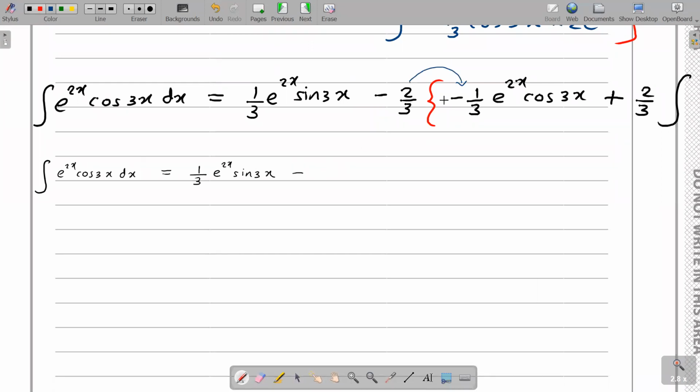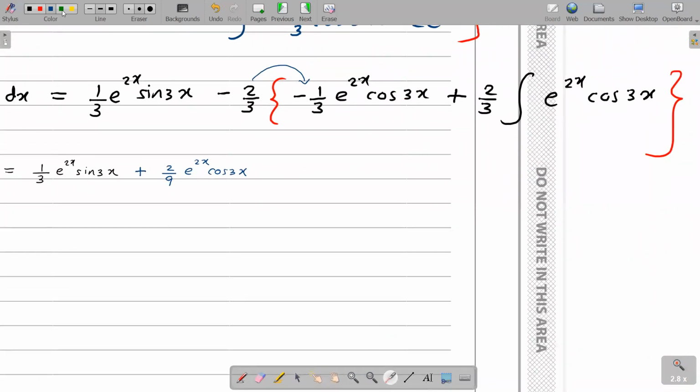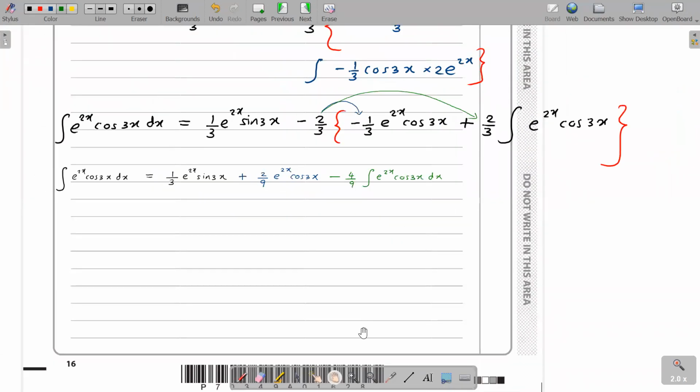Minus 2 over 3 into minus is plus 2 over 9 e to the power 2x cos 3x, and the other part will be minus 2 over 3 into plus 2 over 3, which gives you how much? Minus 4 over 9 integration of e to the power 2x cos 3x with respect to x. Are you okay with that?